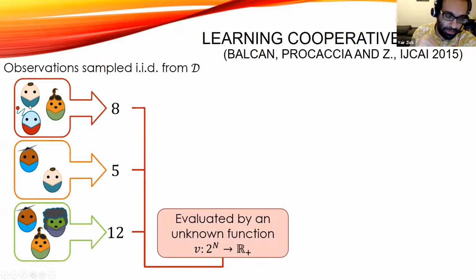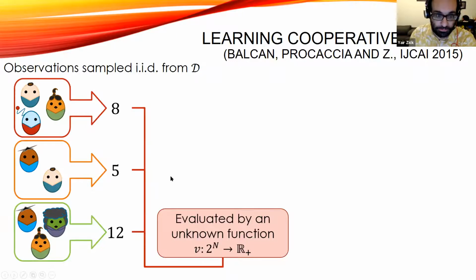These three people here, if they work together, make $8. These two people here make $5. These three people here make $12. You get a partial observation, maybe not 3 instances, maybe a little more, generated by some unknown function v. You don't know what the function is, but you know that it's generated by some function.